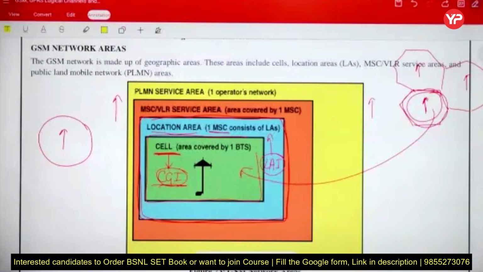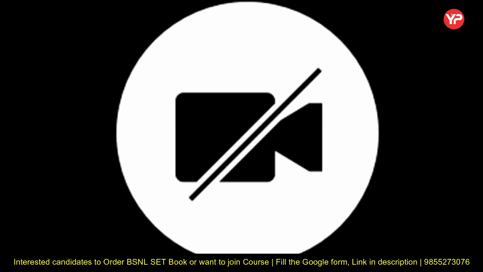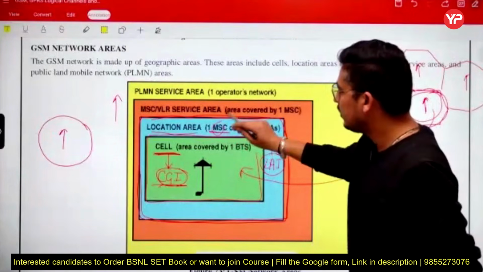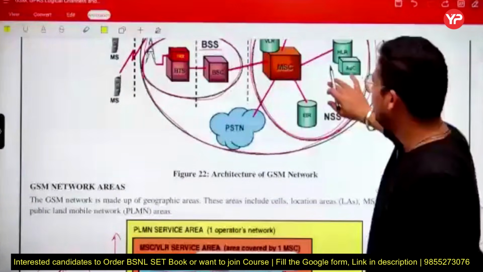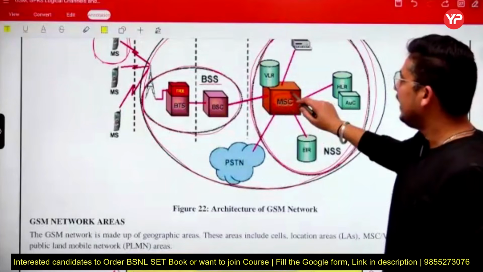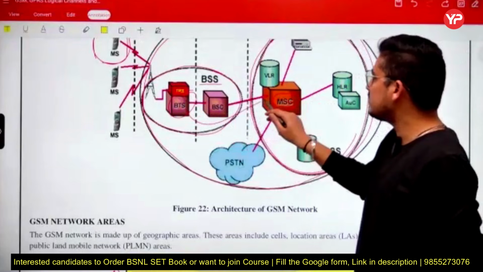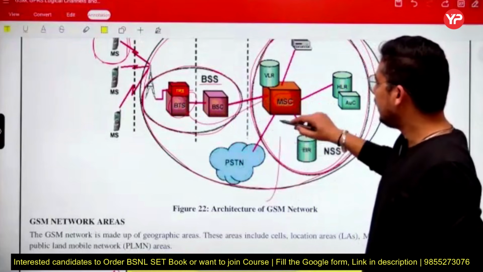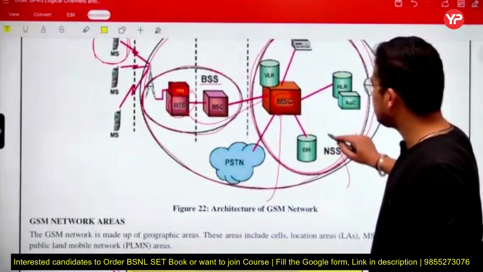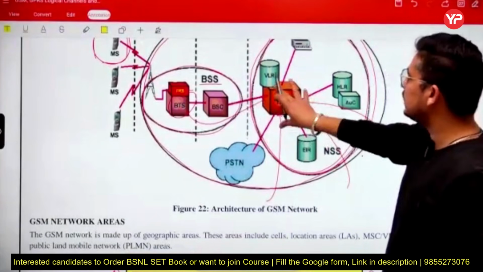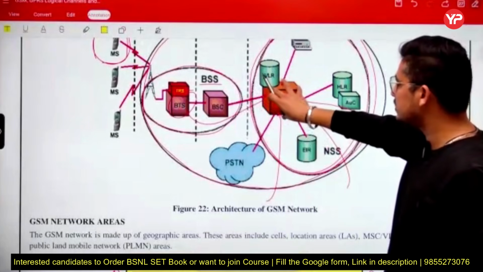MSC means, basically, whenever we are talking about the MSC, mobile switching center. Let's try to understand what this is. Come to that figure, the previous figure. See, this is your MSC. This is your base station, and that base station is connected to this MSC. Another base station is also connected to this MSC. So several base stations are connected to this MSC, mobile switching center.